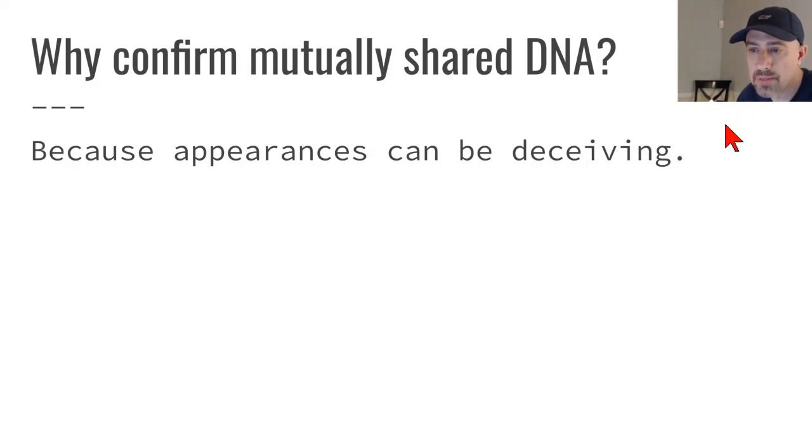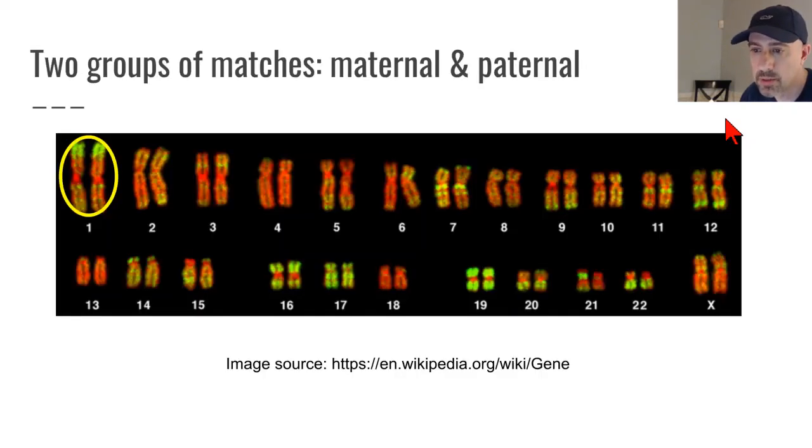And you may be wondering, if you're new to triangulation, why all this fuss about confirming mutually shared DNA? If it looks like you share DNA on chromosome 1, doesn't that settle the question? Well, appearances can be deceiving, so you really do need to take an extra step or two to confirm that the shared DNA truly is shared by everyone in the group. And here's a little bit of the science behind that problem.